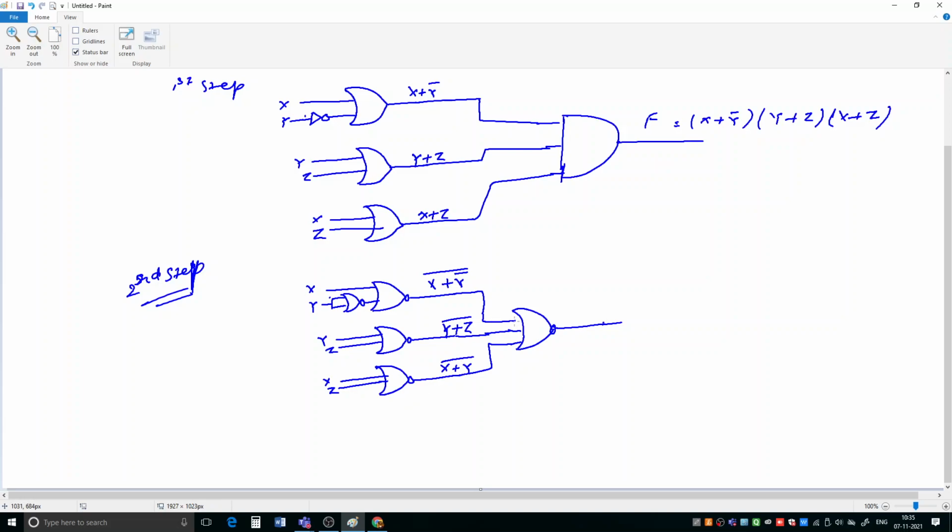Now all of them we are passing to another NOR gate. So what we will be getting finally, here we will be getting x plus y naught whole bar, then this will be added to y plus z whole bar, plus this will be added to this one, x plus z whole bar, and because of this ring a whole bar will be there.